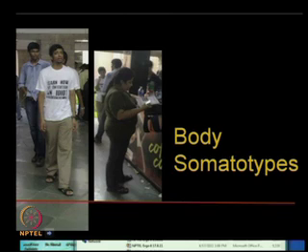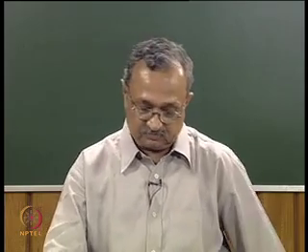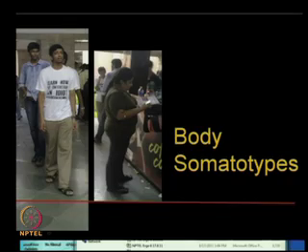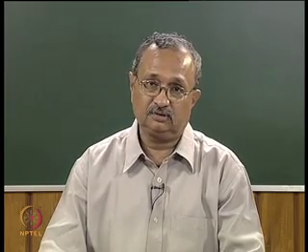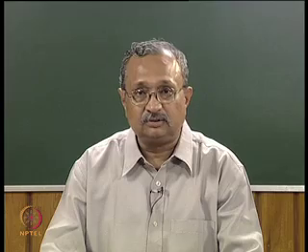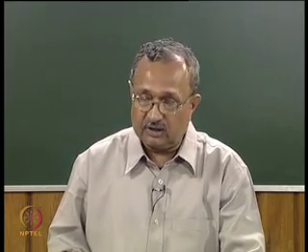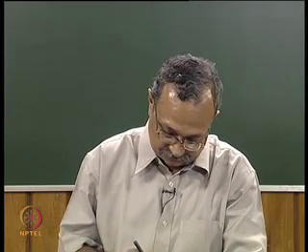Now, we would like to go to the second stage of today's discussion, that is body somatotypes. The body somatotypes are about how the body looks: lean, thin, fat and normal. How can we say that it is a normal body? For this, we are going to discuss the body somatotypes now. Soma means body, and types means body types.